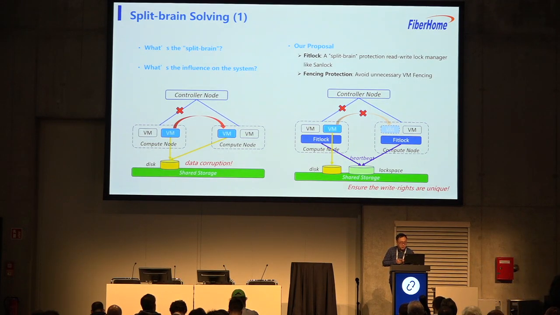And please see the graph on the right. In our solution, the FitLock will ensure the write lock is unique, so the same VM cannot be started at the same time. It fundamentally avoids the occurrence of the split brain problem.